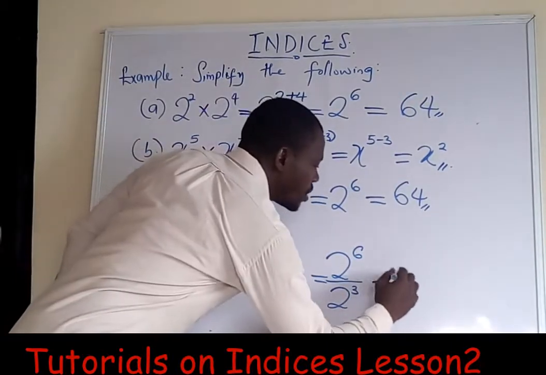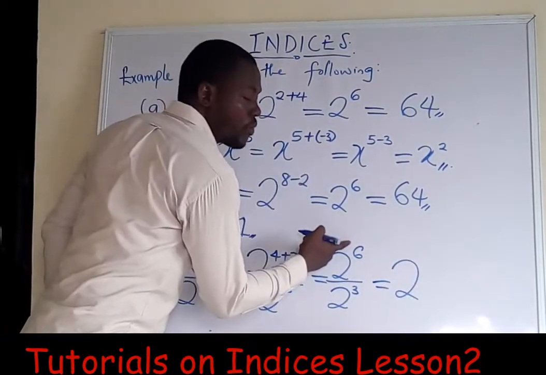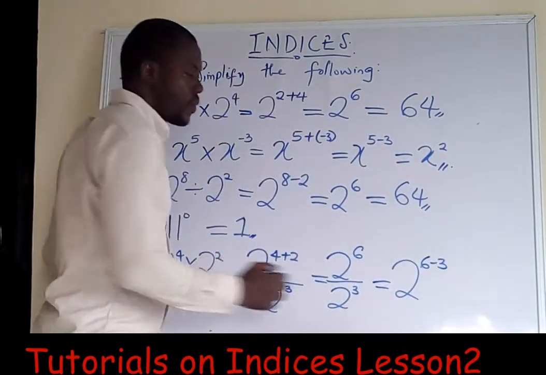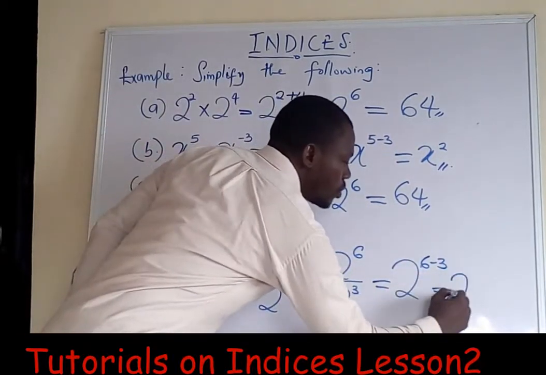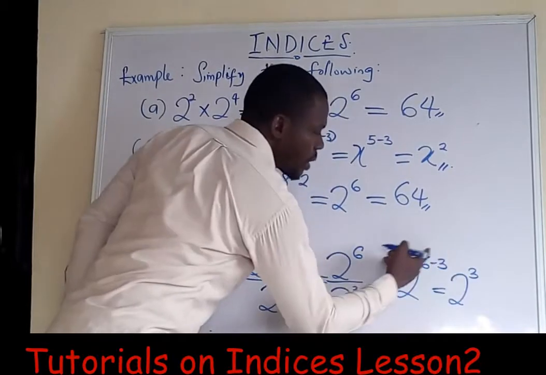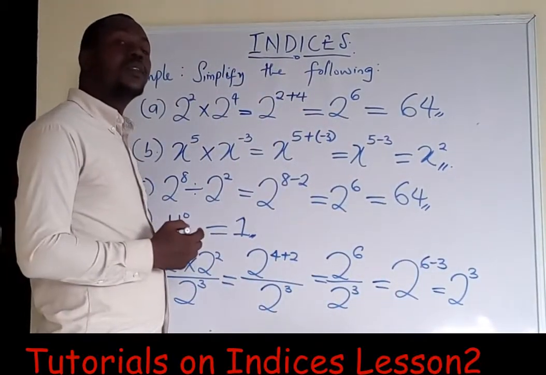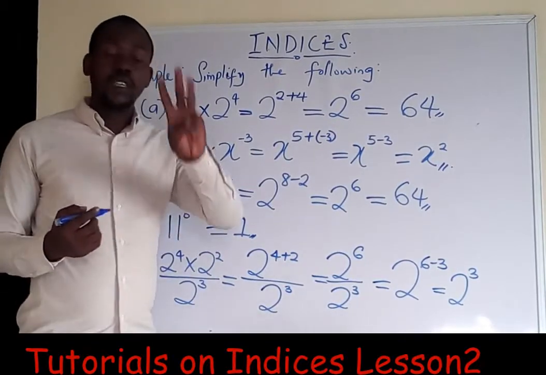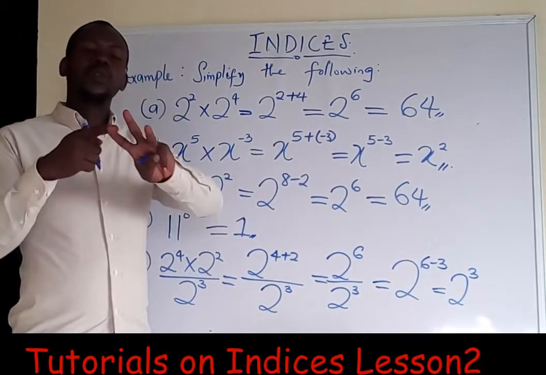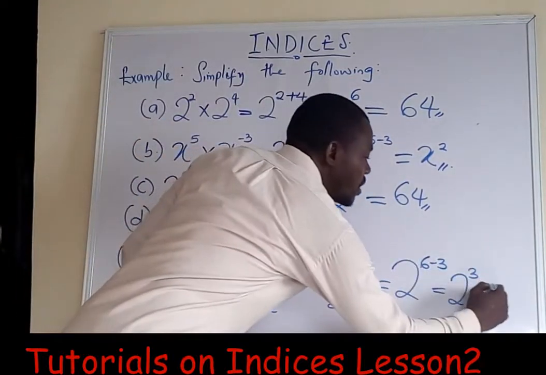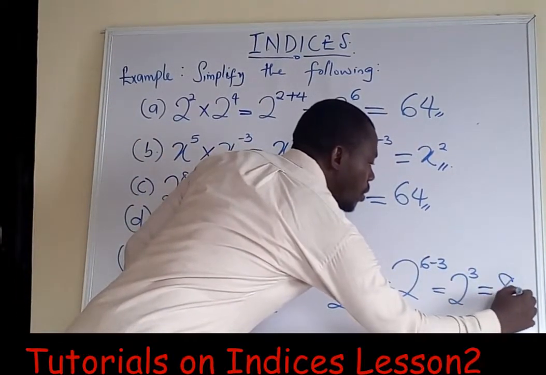So what we have now is just 2, and this one comes first because it's the numerator, 6 minus 3. We have 2 raised to the power 3, because 6 minus 3 is 3. And what is 2 raised to the power 3? It means 2 in 3 places, and you are going to multiply. That's 2 times 2, 4. 4 times 2, 8. So the answer to B is equal to 8.